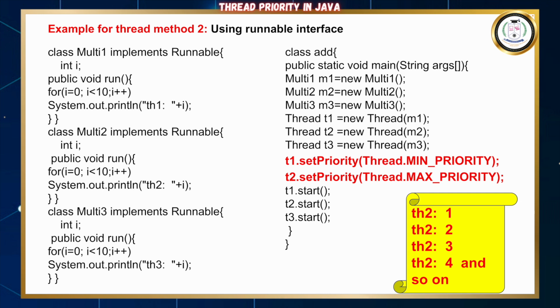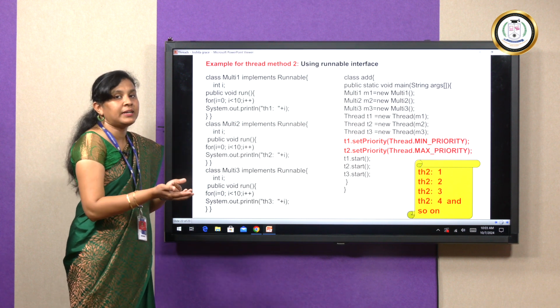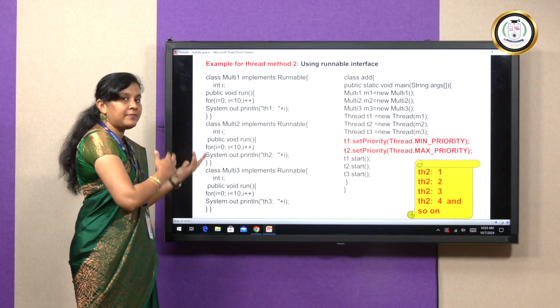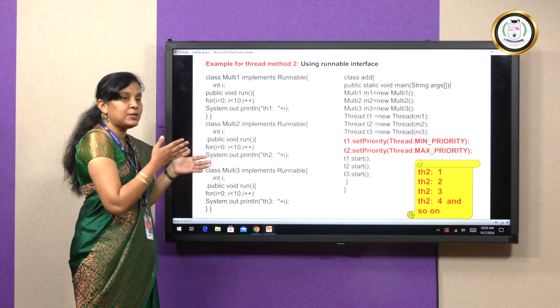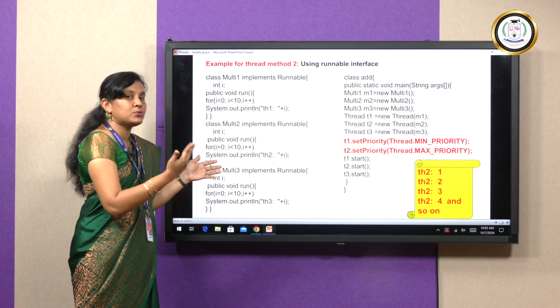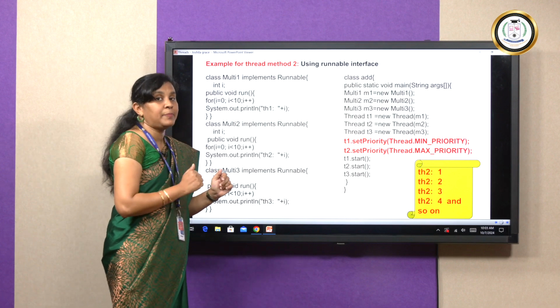Whenever we work with threads, we will have this function called public void run. Inside the run function only, we give what has to be run for the threads. To make it simple, I have given the same code here, which works with a for statement from 0 to 9. Each time it is going to print th1 0 to 9, similarly th2 0 to 9, th3 0 to 9. So here we will see how to set the priority.